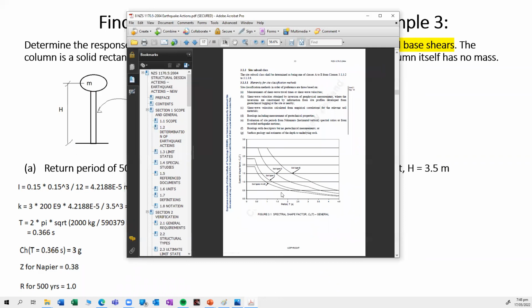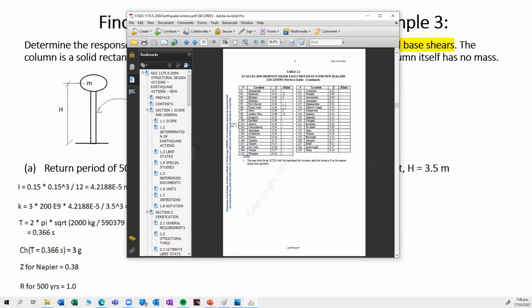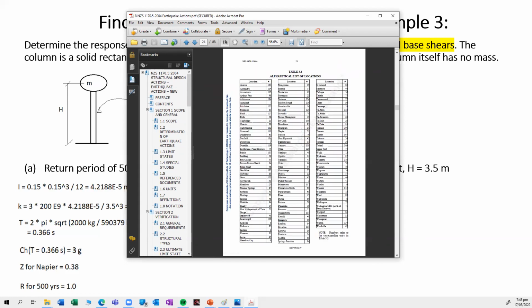Okay, so use this table for design. It's obviously within this range here, so it's just simply 3G. Now for Napier, you can use this table to look it up by alphabetical order if you want.